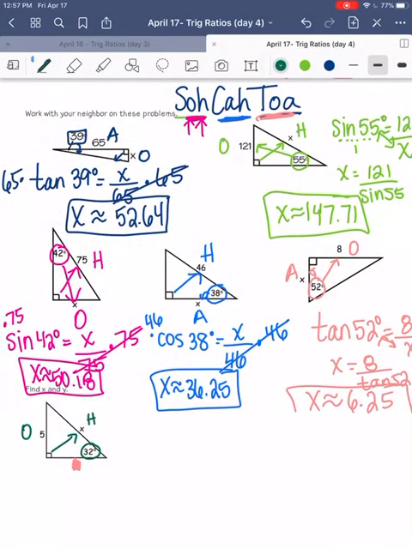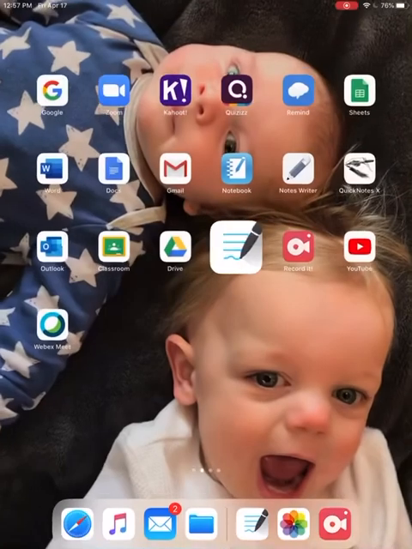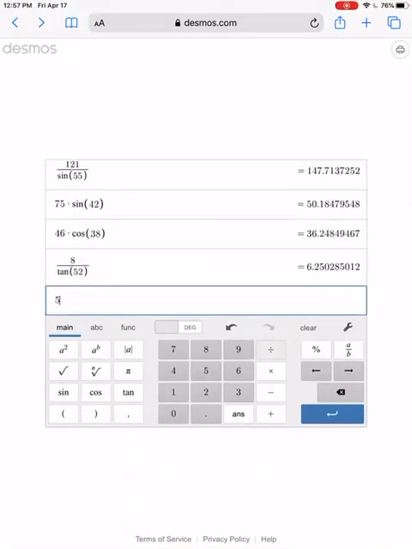So that's sine of 32 equals O over H. Okay, and that's going to be divide. All right, so we're going to do 5 divided by sine 32. And that is 9.44.